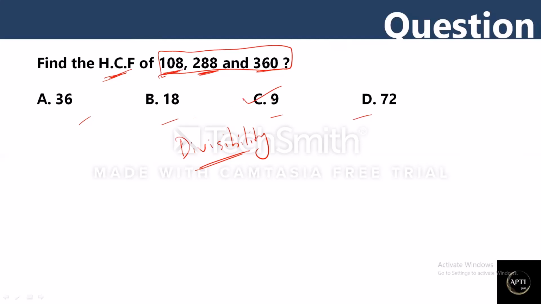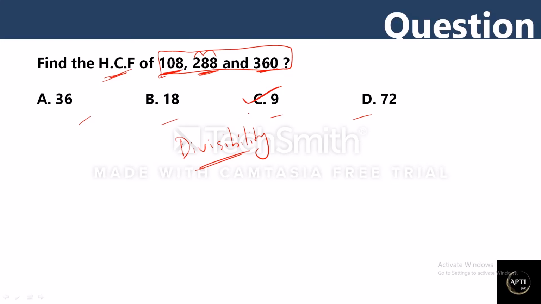Of course, the divisibility rule of 9 we already know. What's the divisibility rule of 9? 108, what's the sum? 1 plus 0 plus 8, 9. So 108 satisfies the divisibility rule of 9. 288, what is 2 plus 8 plus 8? Here 2 plus 8 plus 8 is 18. 18 is also divisible by 9. So the second value is also satisfied. Now 360, the sum is 9. It is also satisfied.